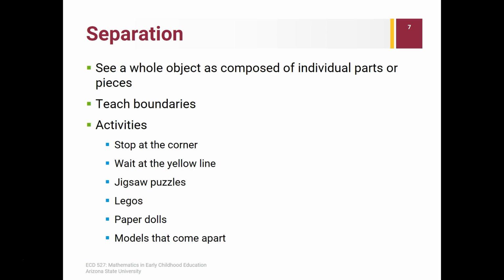Children also learn the concept of separation. Separation refers to the ability to see a whole object as composed of individual parts or pieces. It helps teach children boundaries. These can be demonstrated by the everyday experiences of standing behind the yellow line, rivers separating parts of town, children riding bikes, and mom saying, "Stay on this side of the big tree," stopping at the corner, and looking before crossing the street.